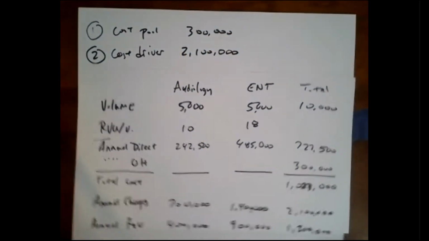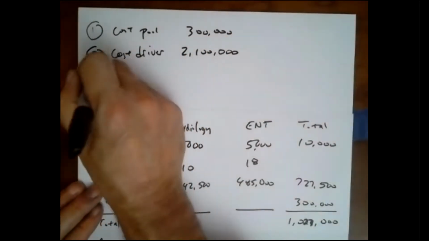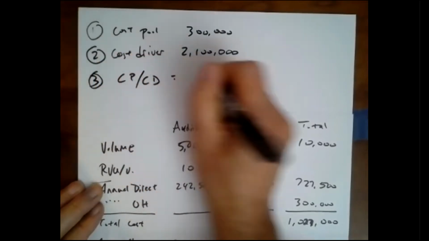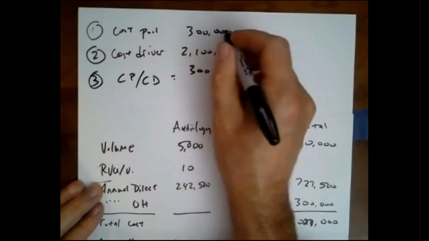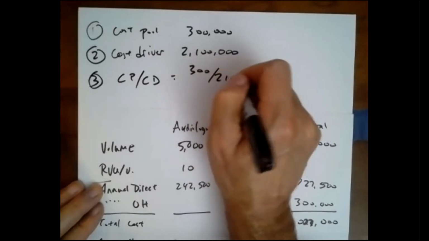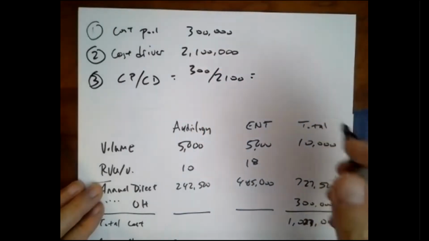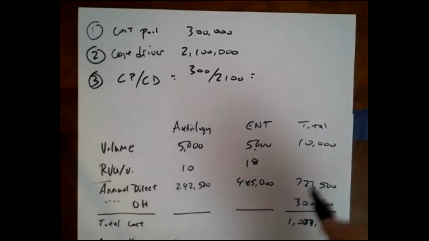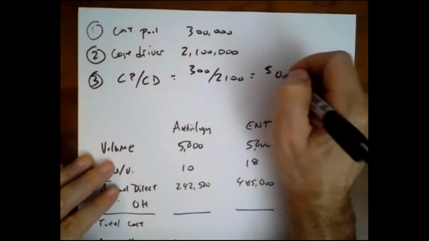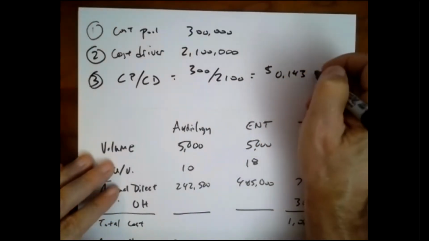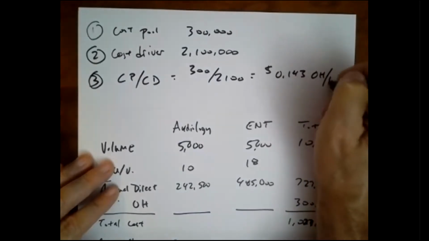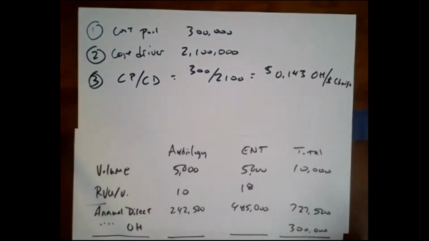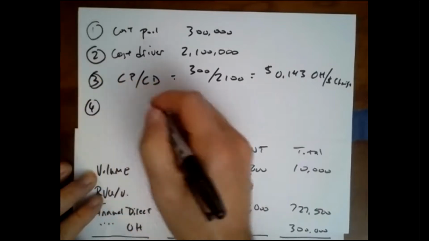The allocation rate is the cost pool divided by the cost driver. So cost pool divided by cost driver is, I'm just going to lop off some zeros, 300 divided by 2100, which gives us approximately 0.143 in overhead per dollar charge. So that's our driver. Then we do the allocation amount.